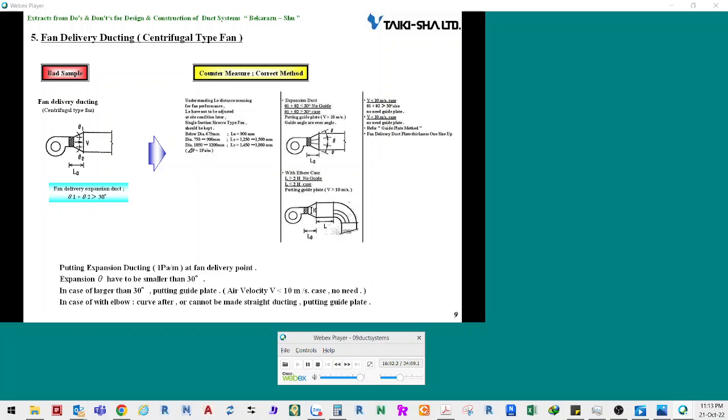If you cannot design the duct to have an extension angle of 30 degrees or less, attach the guide vanes to the duct. If the wind velocity is 10 meters per second or less, guide vanes are not necessary. If the duct must be turned just behind the fan outlet, or if a straight duct cannot be connected to the fan outlet, you should install guide vanes.